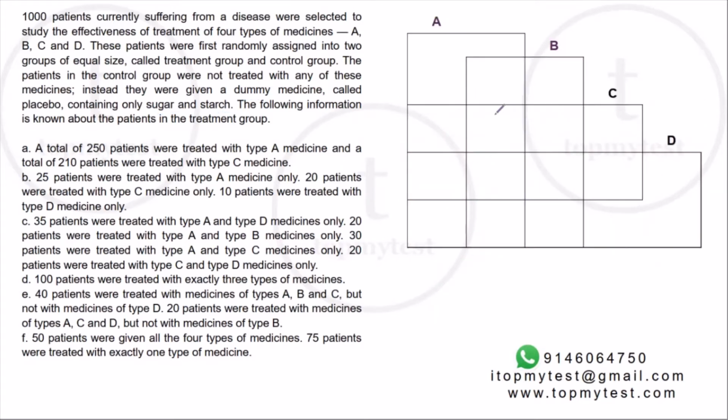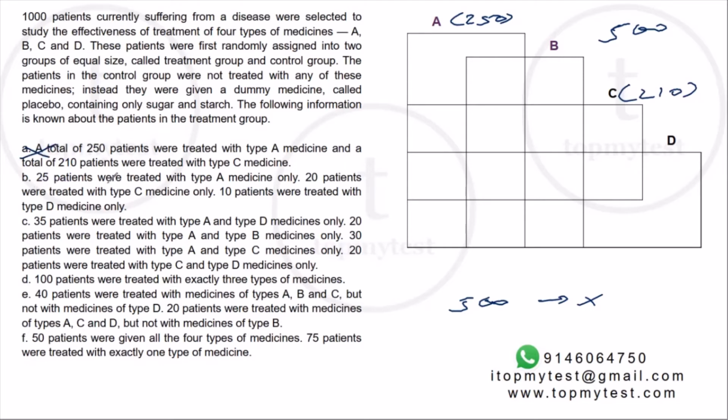So let's draw a 4 variable Venn diagram. So the total is 500. This is 500 for the total Venn diagram. Plus you also have 500 who are not given any medicine. That's your control group. Okay, so let's figure this out. A total of 250 people were treated with type A. So type A is 250. And a total of 210 were given type C. C is 210. Okay, so A is taken care of.